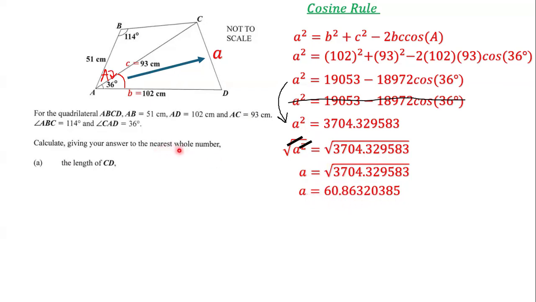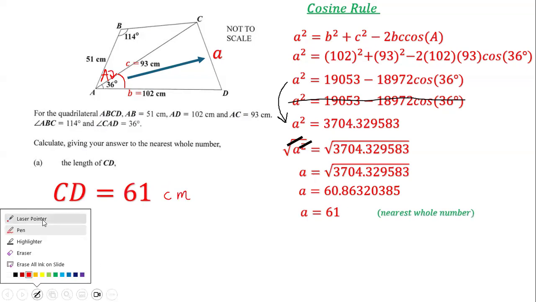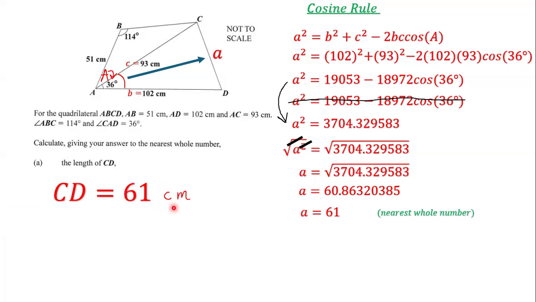But they want us to express our answer correct to the nearest whole number. So we look at this number, which is 8. Since it's greater than 5, we round up, adding 1 to 60, which gives 61. So a is equal to 61. But a is the length of the missing side, and so CD is equal to 61. In this case, it's 61 centimeters. That's the answer to this particular question.